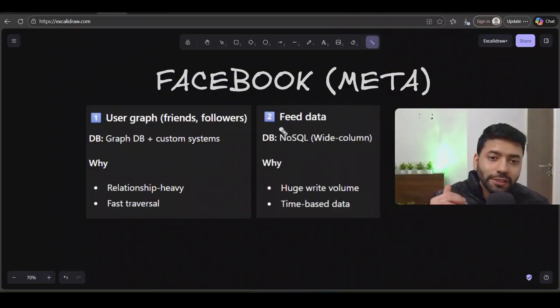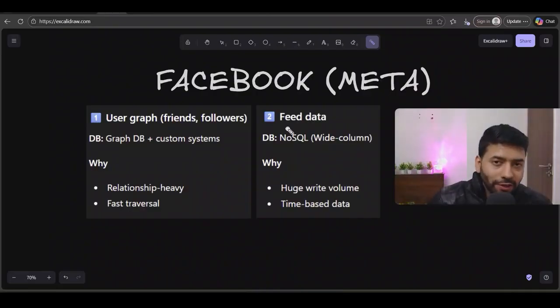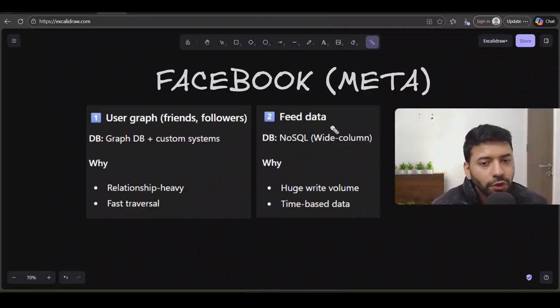All right, the next feature is feed data. The user feed that you see on your Facebook or Instagram or Twitter: for the people you follow, you can see any of the posts that they have created on your feed. For this we will use a NoSQL database, as NoSQL has 4 categories. Here we will use a wide column database.